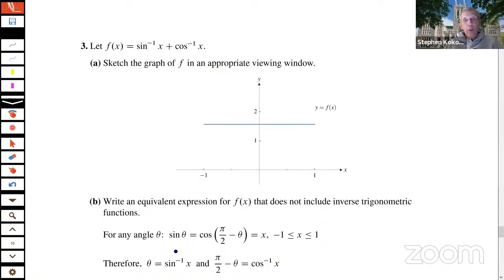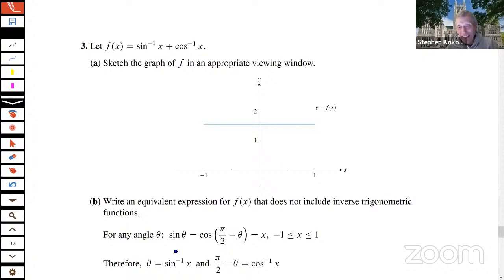Let's take a look at the graph of the sine inverse of x plus the cosine inverse of x. So I sketched the graph of this in an appropriate viewing window, and I was kind of surprised, and your students might be if they do this. I got a horizontal line segment, which is crazy.